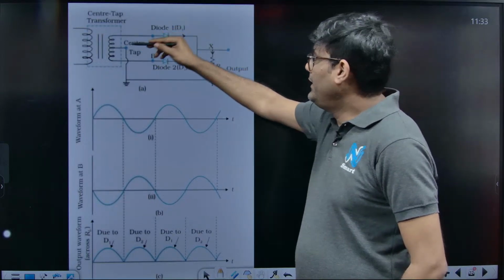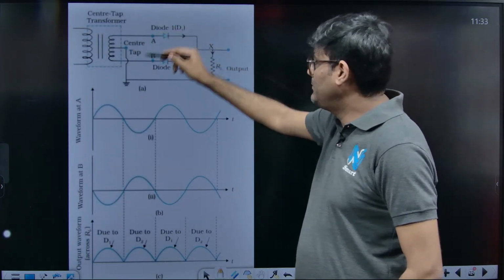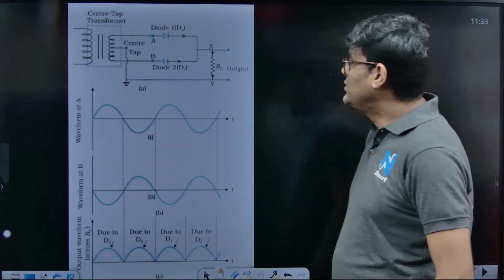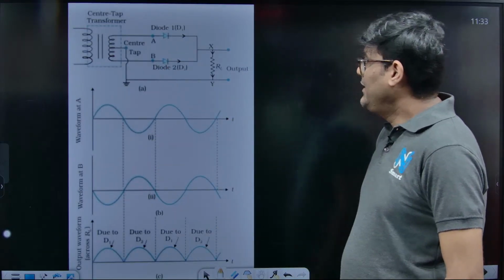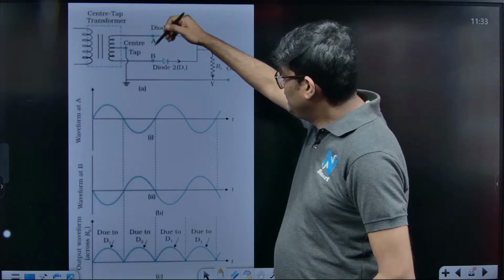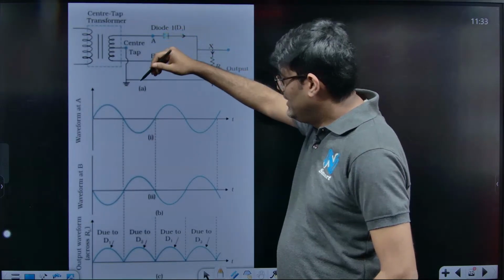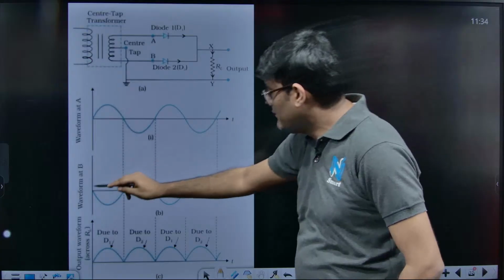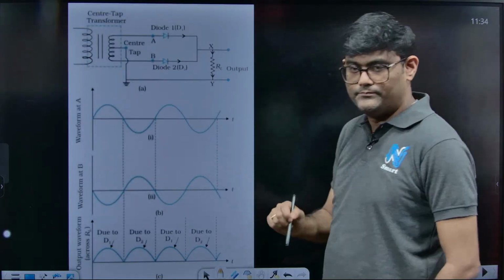So the top point, or the point above the center point, is A and the point below the center point is B. If I draw their waveforms, then when A is positive, of course B is negative. That is why the graph of A is shown like this, and the graph of B is shown like this.